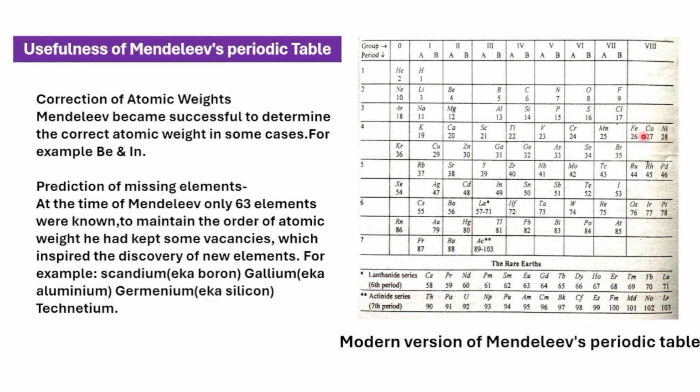For example, you see here, iron, cobalt, nickel, they are kept in group 8, and ruthenium, rhodium, palladium, they are also kept in group 8. You can see osmium, iridium, platinum, they are also kept in group 8.